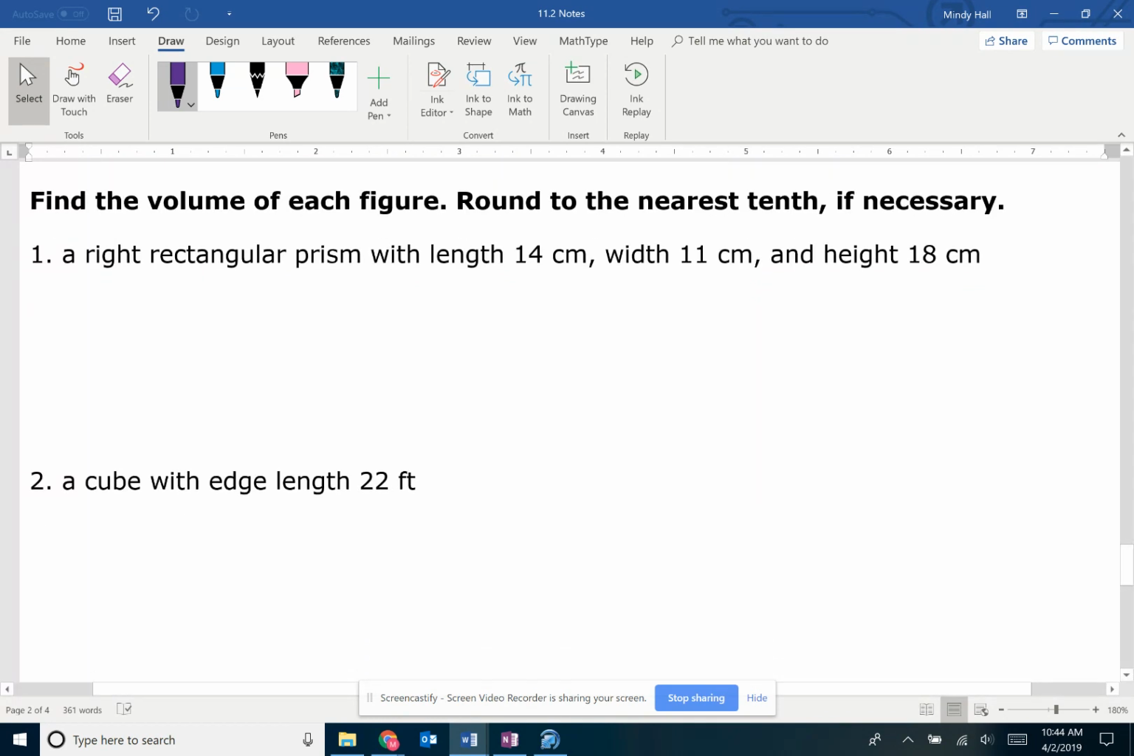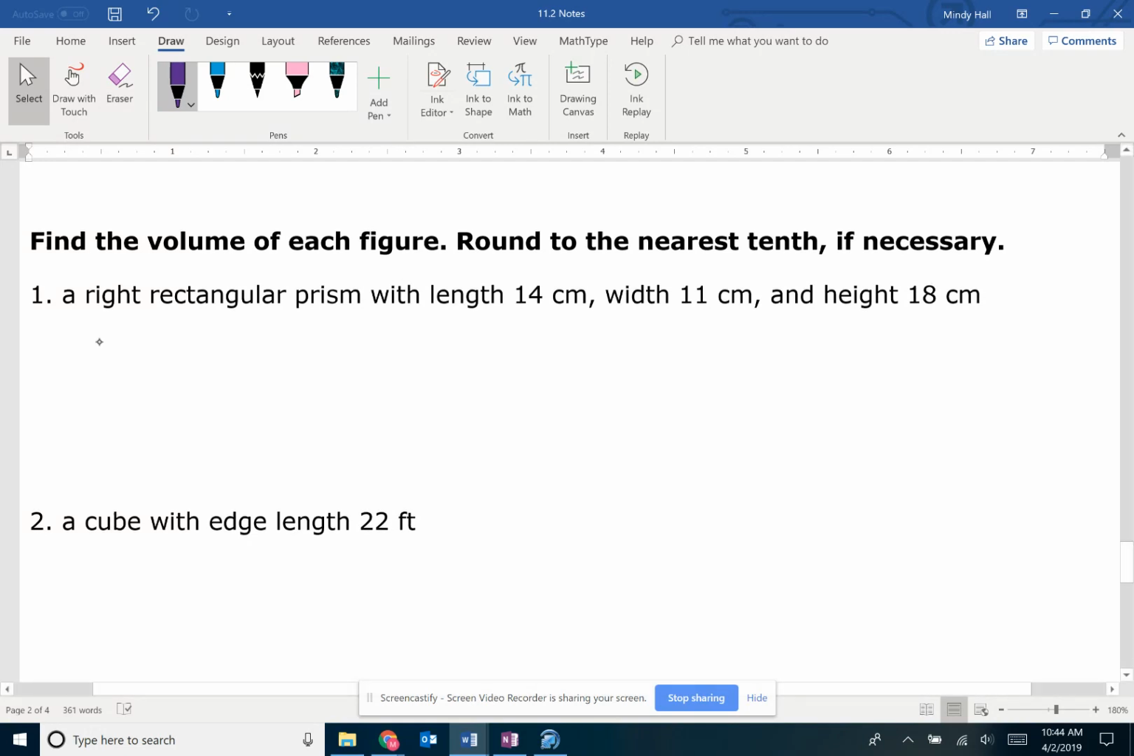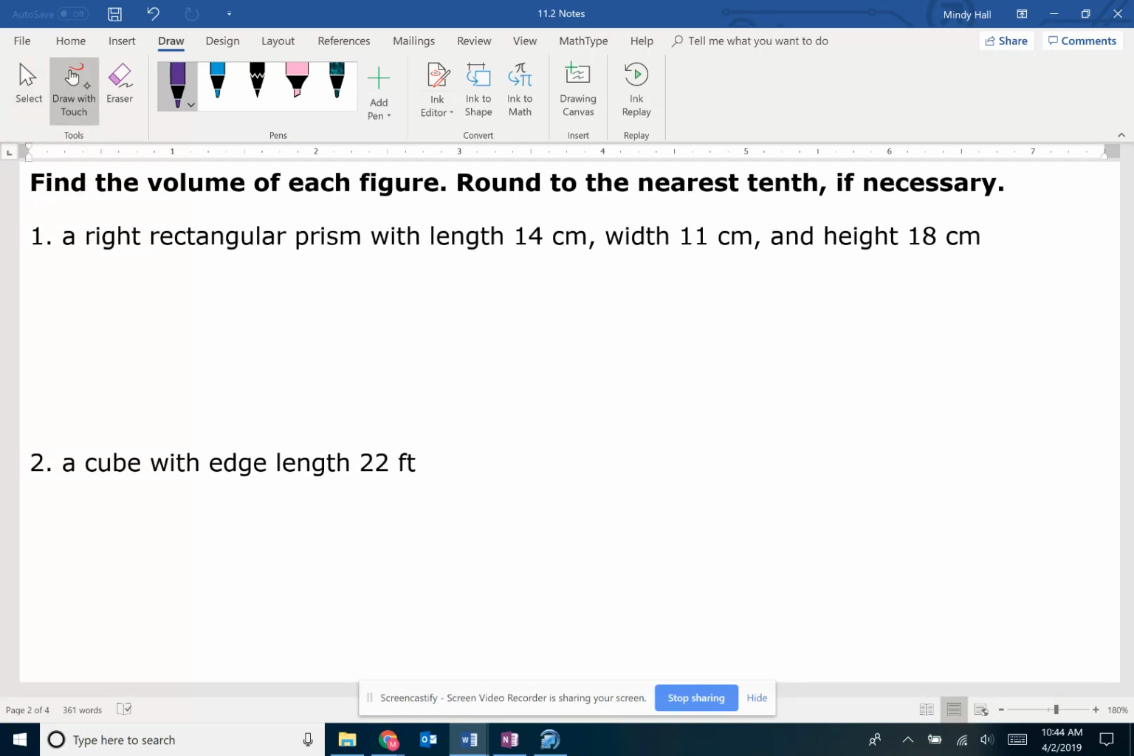Okay, find the volume of these figures. I would recommend pausing the video and just trying to do it on your own. For this right rectangular prism, if you want to draw a picture, that's always a good idea. So we have a rectangular prism with a length of 14 centimeters, a width of 11 centimeters, and a height of 18 centimeters.